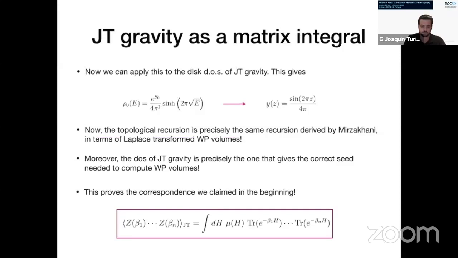aspect of it. So this is, okay, I wrote here again, this is the density of states of JT gravity. You derive this spectral curve, and this is the same as what's required by Mirzakhani. So then this proves the correspondence that we claimed at the beginning of the talk.